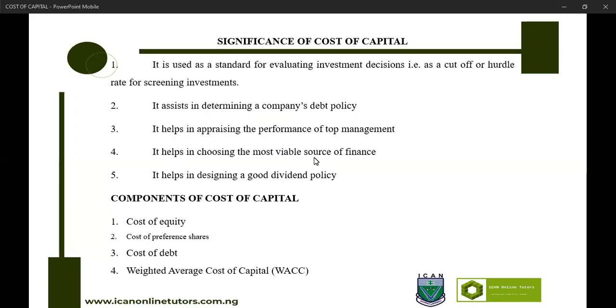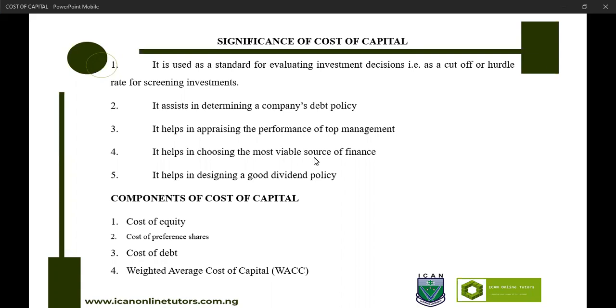We move on. Looking at the significance, or the importance, or what we call the advantages of cost of capital: it is used as a standard for evaluating investment decisions, as a cut-off or hurdle rate for screening investments. Why is it a standard for evaluating investment decisions?